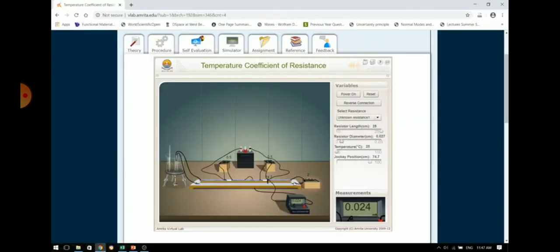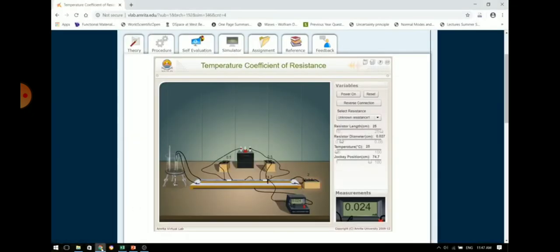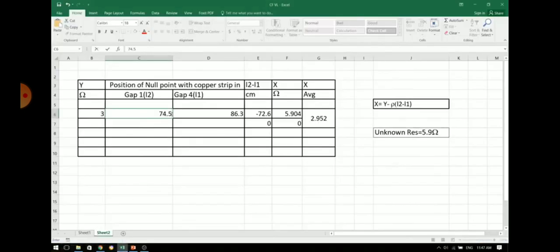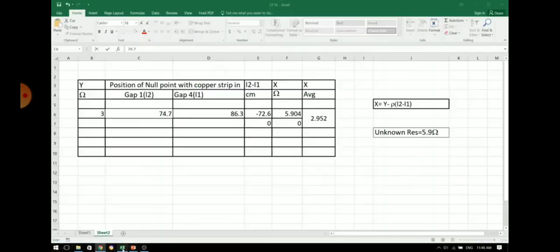Say 74.7, for the gap L1, unknown in the gap 1. I have put gap 1 as 74.5, sorry, it's 74.7, so I am just correcting it. Okay, the gap 1 value for the unknown resistance. Again we have to take the opposite direction, that is the reverse connection, and the circuit will be reversed, and again you slide the jockey pointer and find the null, or very close to zero. Now it's minus 0.02, almost zero, and you put it in the other gap, that is gap 4.